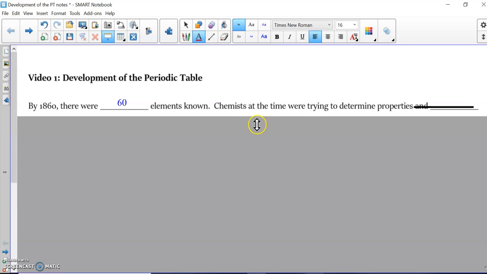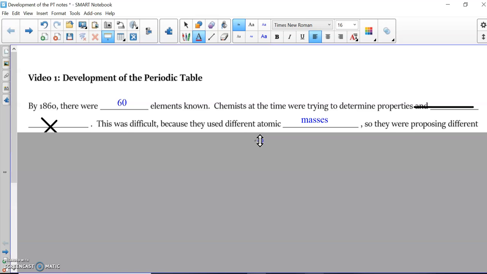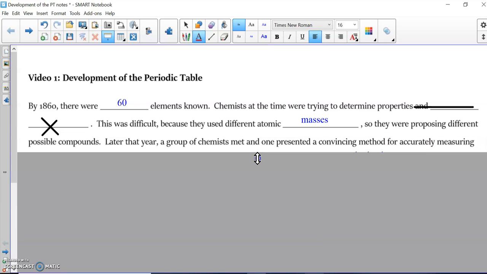Chemists at the time were trying to determine properties, like how much they weighed per gram. What did they react with? Were they solids at room temperature, or liquids? What were their melting points and boiling points? What was difficult is they were all using different atomic masses. All over the world, they were all doing this, so they were proposing different possible compounds.